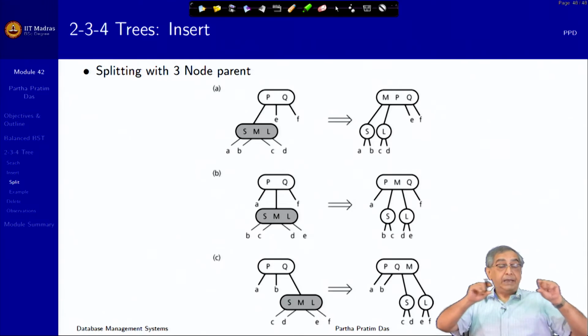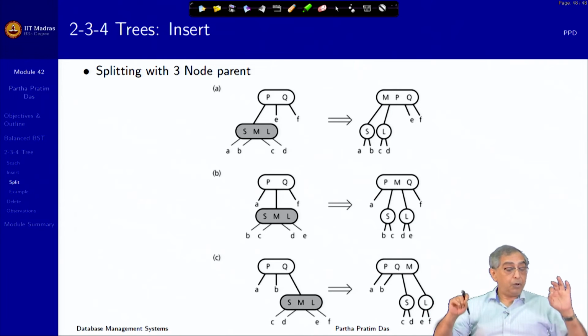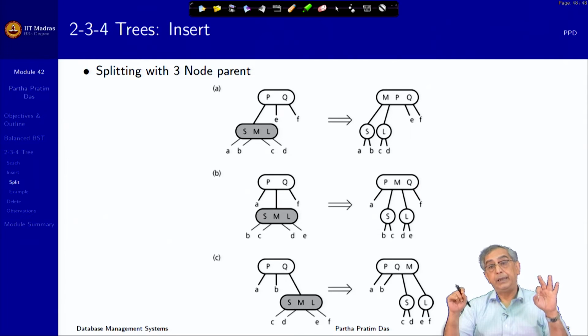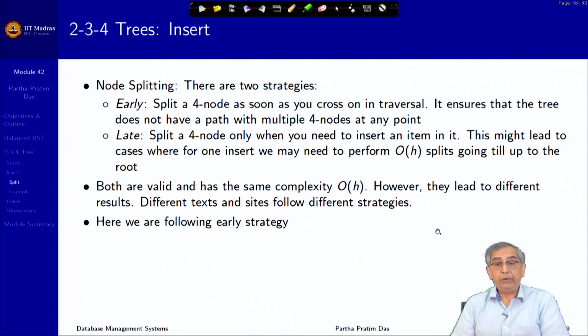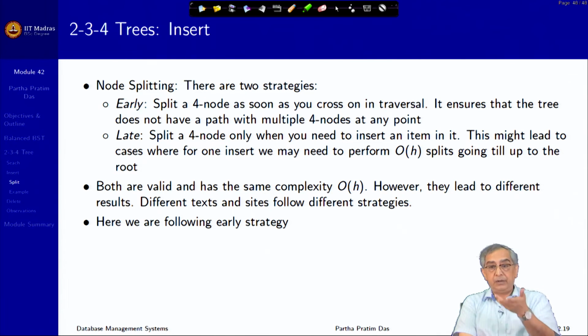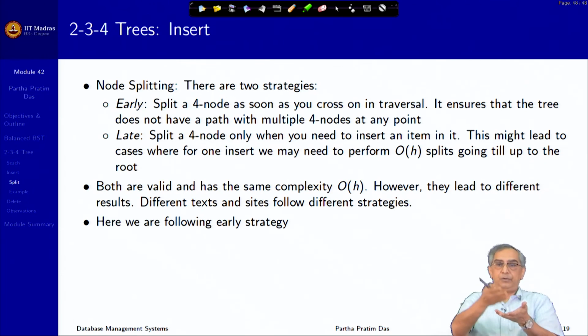So, by this we come to the conclusion that what we assume, that all nodes can be at the same level, is possible. Right? So, you could do this node splitting by 2 strategies. You can do it early, that is, split a node as soon as you come across it on the traversal, so that when you are going back through an insert, you do not expect any other 4 node to come across.